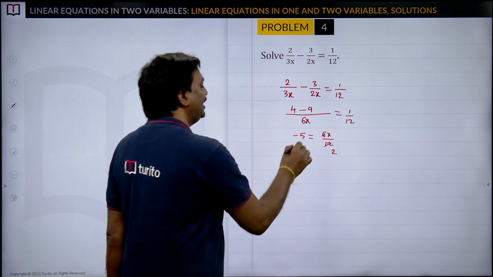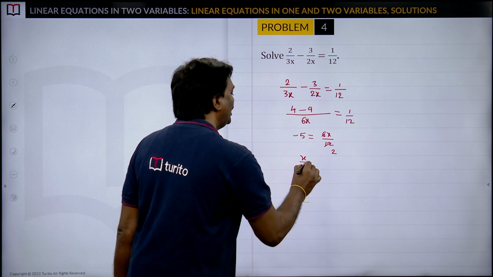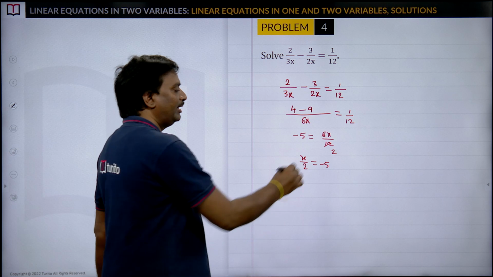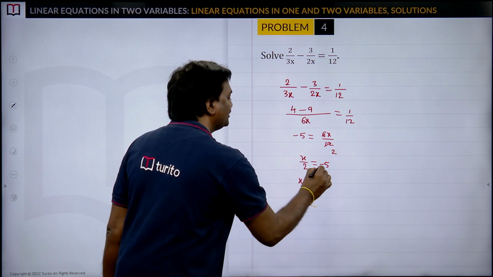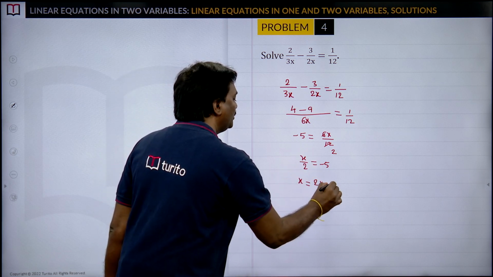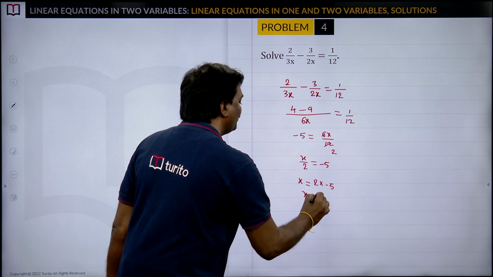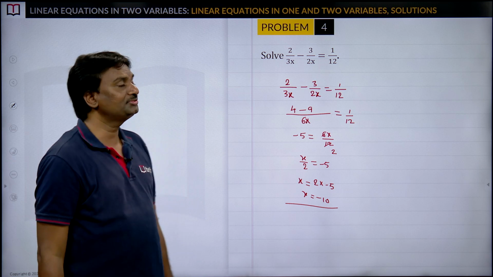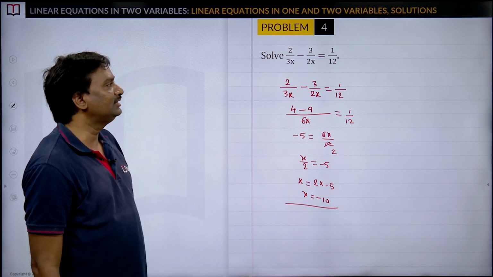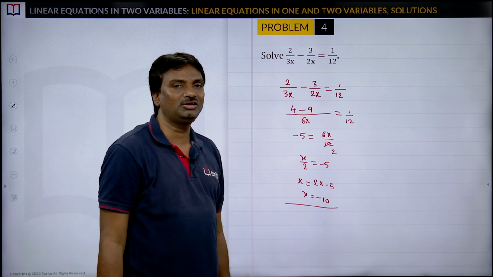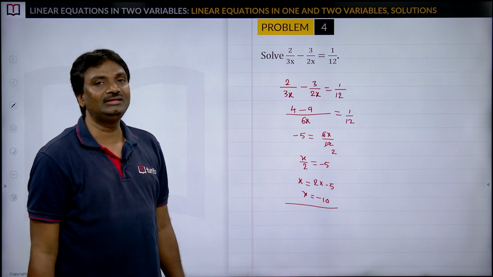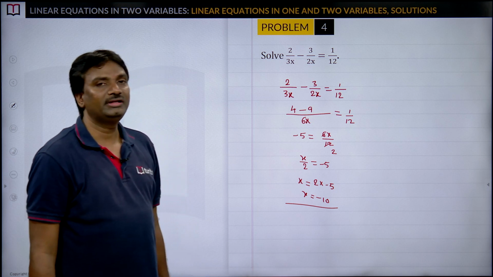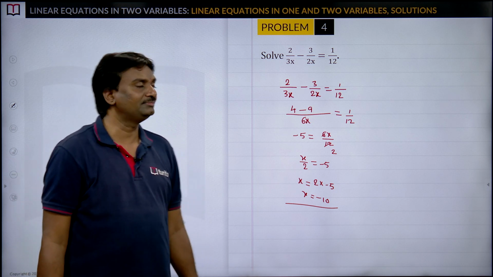By cross multiplying, here we have RHS as x by 2 and LHS as minus 5. You will get x equal to 2 into minus 5. 2 fives are 10, but minus is there. So, the value of x is minus 10. So, to solve 2 by 3x minus 3 by 2x equal to 1 by 12, take 6x as LCM in LHS and simplify. Finally, we got x equal to minus 10.